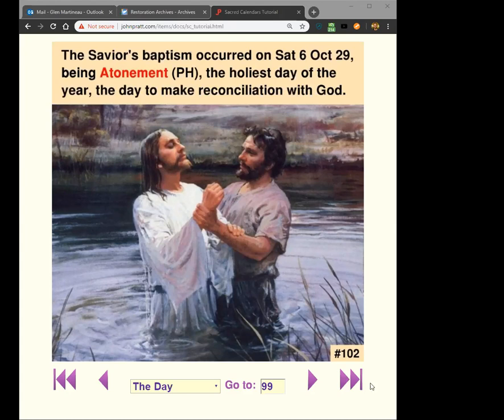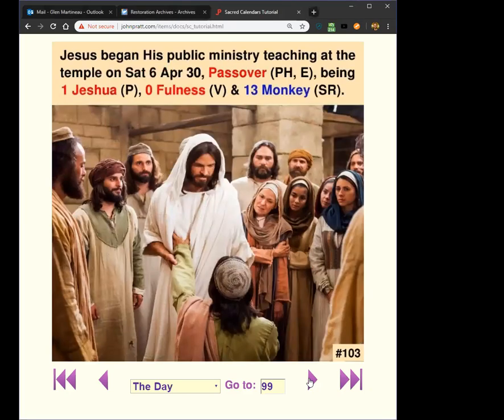Okay, next slide, 102. We've already seen slides from the sacred round that said Jesus was baptized on 13 water. We've seen slides on the Venus calendar that said Jesus was baptized on the day for baptism of the Venus cycle, the one day in a year and 3/5. That's for baptism. He's baptized on that day. How was the day determined? It was determined this way. The Savior's baptism occurred on Saturday, 6th of October, AD 29, being the Day of Atonement, the holiest day of the year, the day to make reconciliation with God.